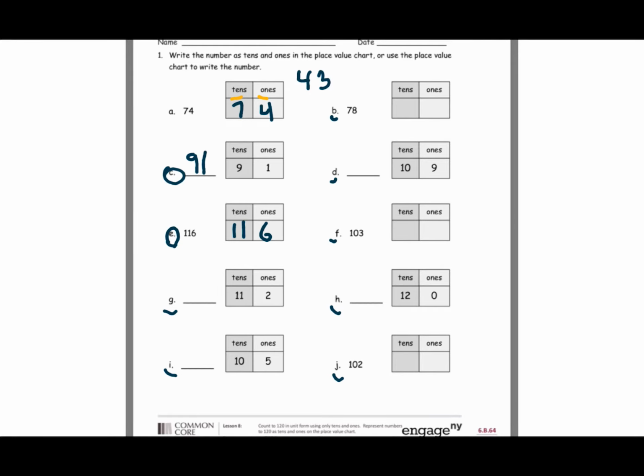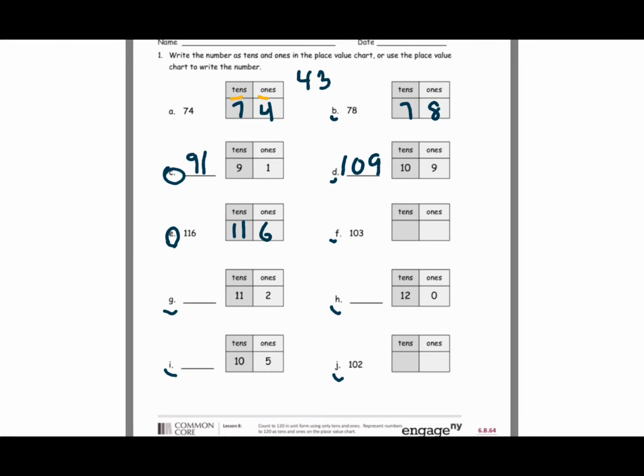For letter B, the number is 78. That means we have 7 tens, 8 ones. Letter D, we have 10 tens and 9 ones in our place value chart. So 10 tens, that would be in the tens. That would tell me how many tens there are, and I have 9 ones. That number is 109.